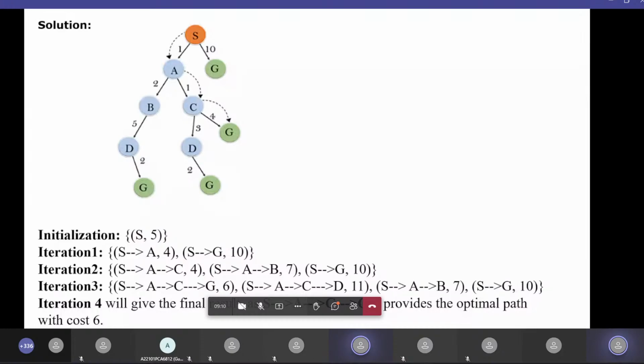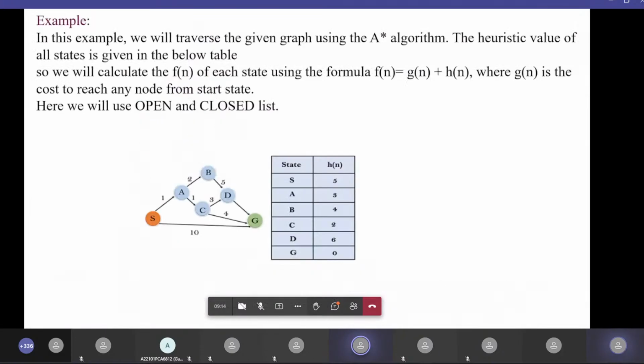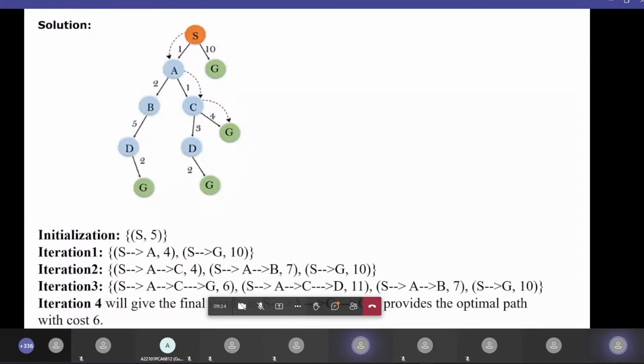Tell me from the table here: reaching G from S, what is the value? This is G of n. 10 is G of n. The 0 we mentioned is H of n. So now we have to add both.